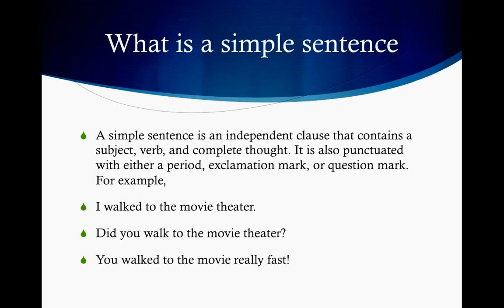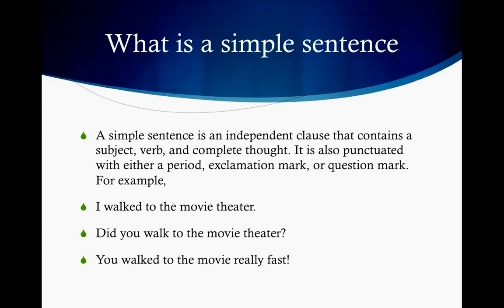And you can use those three punctuations. So a period if it's just a normal simple sentence. Or you could use a question mark when you're asking a question, but you have to make sure you have the subject and the verb. And then you could use an exclamation mark if you're writing an emphatic sentence or you're stating something that's some sort of surprise, like in this sentence. So you walked to the movie really fast. You're really surprised at how fast that person was walking. Then you could use an exclamation mark.